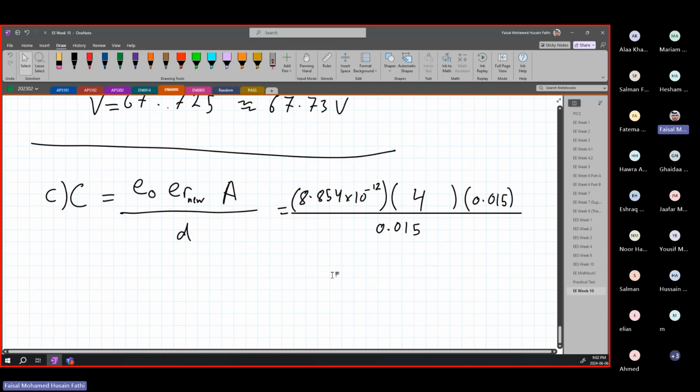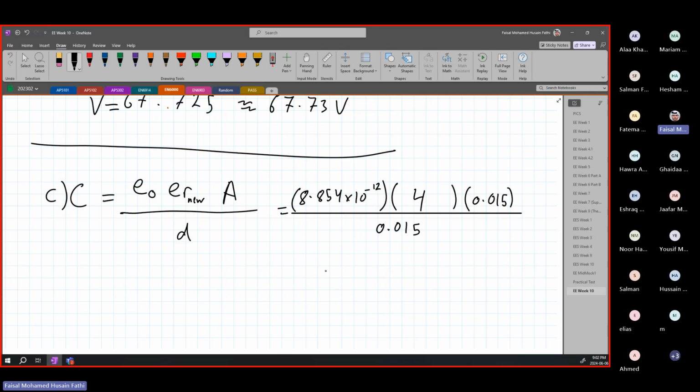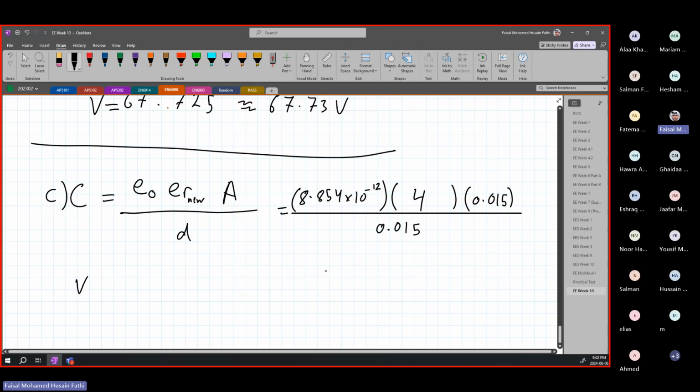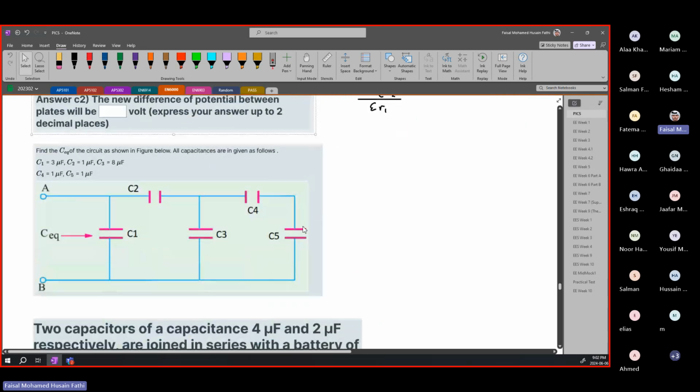This is all you're going to have to do. You're going to find your new capacitance and use the same equation. Voltage is equal to Q over C for the same value of Q given. And that's it. Okay. Let's see if there are any other questions.